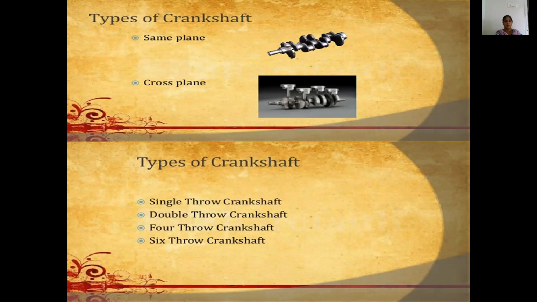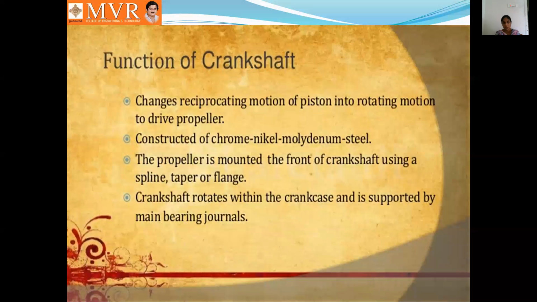Next, types of crankshaft. The types of crankshaft are same plane and cross plane. And also the different types are single throw, double throw, four throw, and six throw crankshafts.